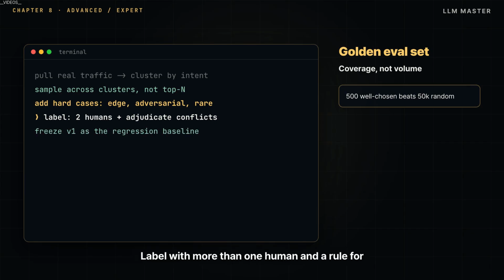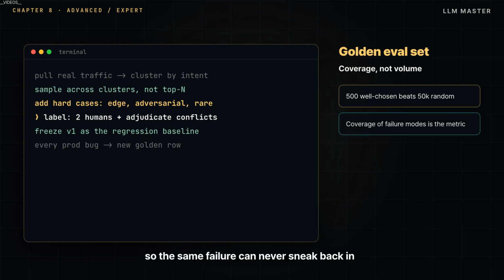Label with more than one human and a rule for resolving disagreements, because a golden set with fuzzy labels is worse than none. Then freeze it as version 1, your regression baseline, and grow it the honest way. Every real production bug becomes a new row, so the same failure can never sneak back in. A living golden set is the closest thing you have to a test suite for a model.